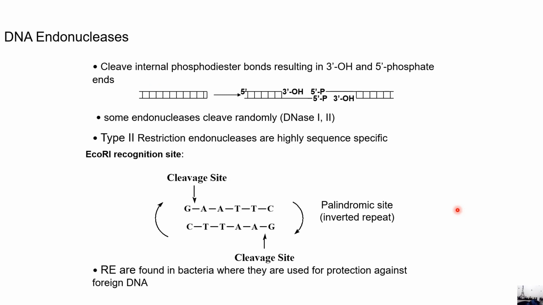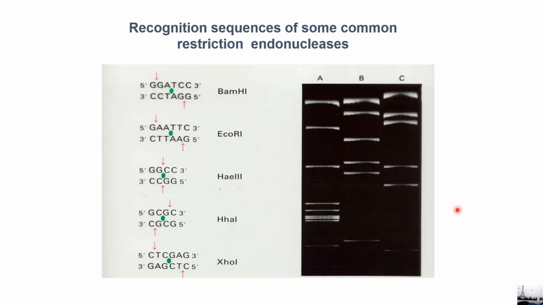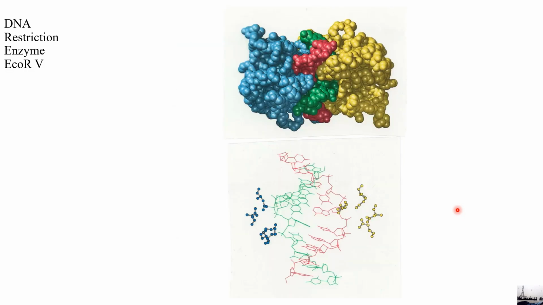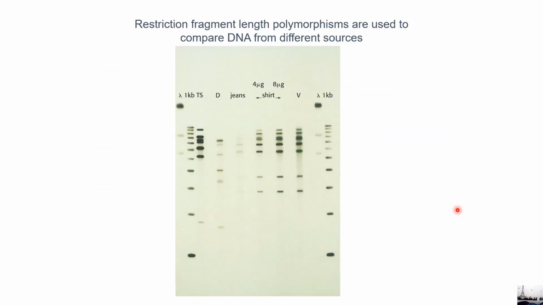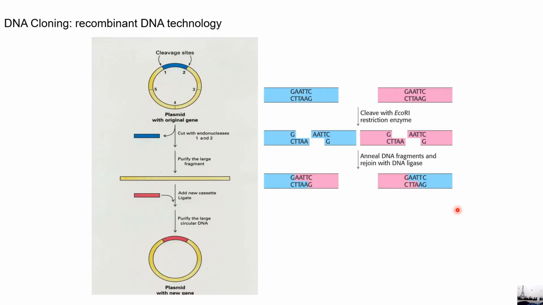So we know about DNA endonucleases also. DNA endonucleases are enzymes that cleave internal phosphodiester bonds, resulting in 3' OH and 5' phosphate ends. And some endonucleases can even cleave randomly. Type 2 restriction endonucleases are highly sequence specific. They are found in bacteria, where they are used for protection against foreign DNA. So this is the recognition sequence of some common enzymes. Okay, we'll not go into too much detail.